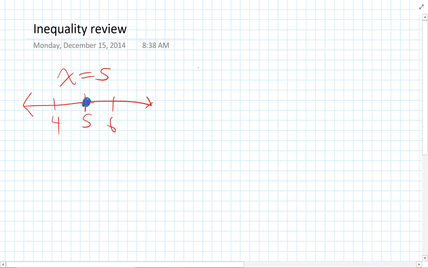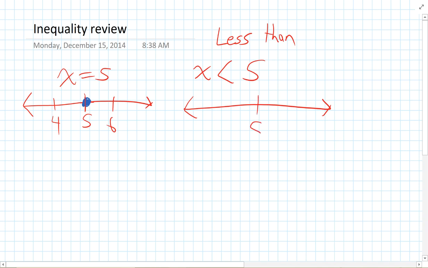Compare that to this one. X is less than 5. So when we have x is less than 5, we'll notice that the sign kind of makes the letter L, hence the word less than. And so what we're going to show is that 5 is interesting, but it's not actually an answer. So one number higher, one number lower. What we do to indicate that 5 is interesting but not an answer is we put an open circle.